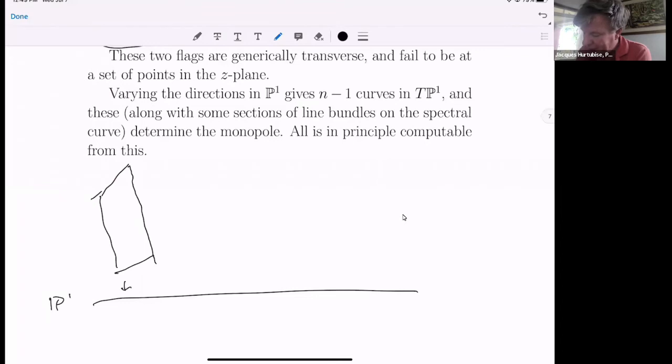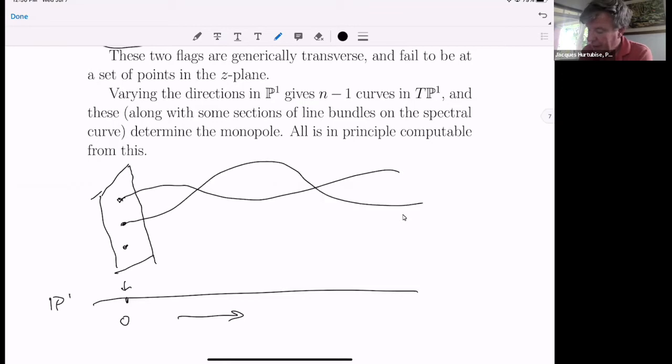So here's my z-plane. And I've got a finite set of points where, so this is one direction, where the flags fail to be transverse. But now I've got a family of directions to vary in. And so what I'm going to get are curves. Now, why should I get n-1 curves?